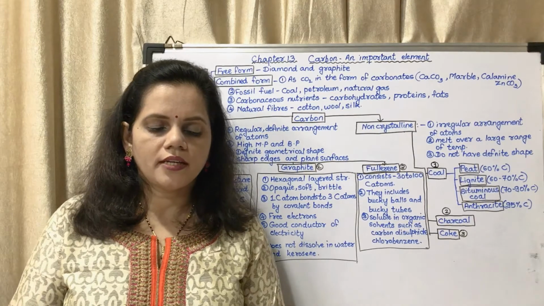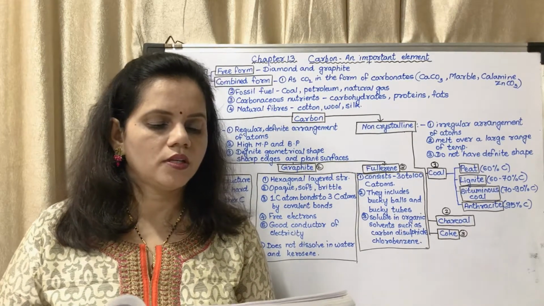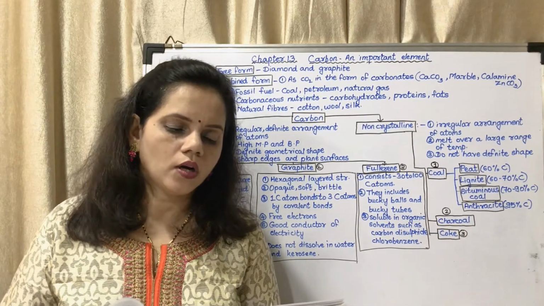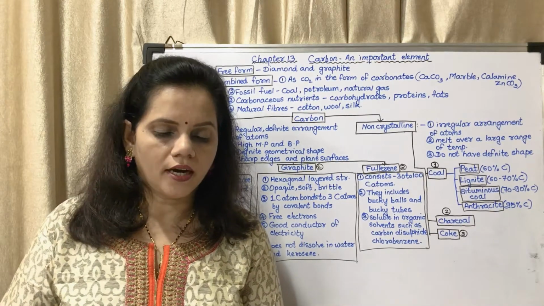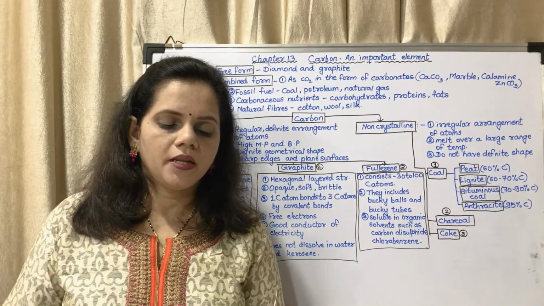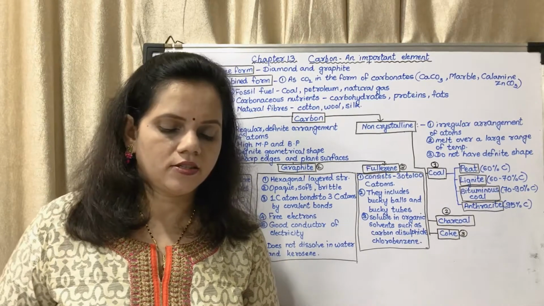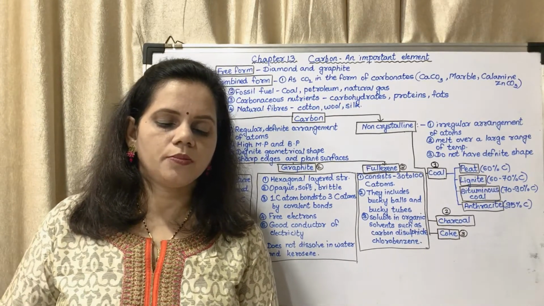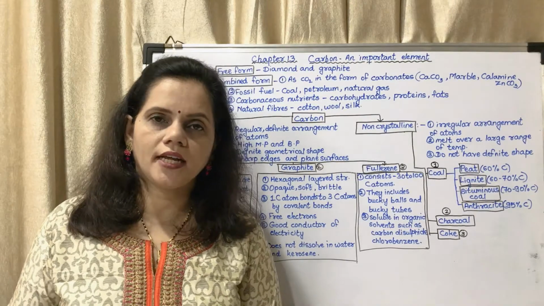Uses of coal. Coal is used as fuel in factories and homes. Coal is used to obtain coke, coal gas and coal tar. Coal is used in thermal power plants for generation of electricity. Charcoal is used in purification of water and organic materials.